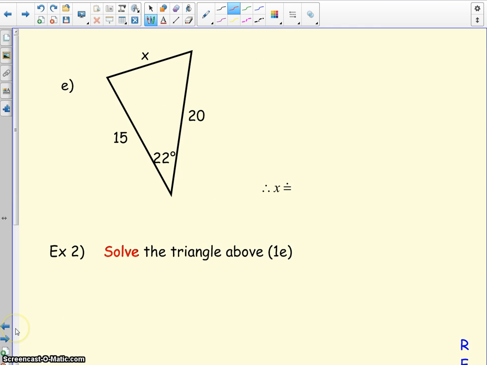Okay, so with E, the first thing I just want you to do is solve for x. It says, to solve the triangle above, just start by solving for x. Again, figure out which rule you want to use, try and figure it out, and we'll run through it together when you're ready.